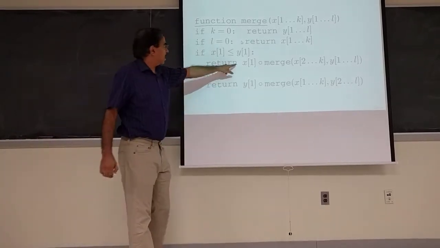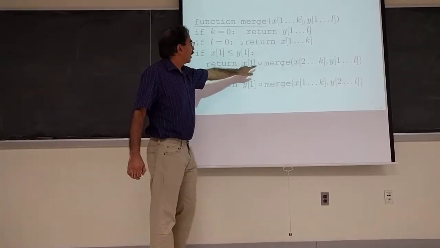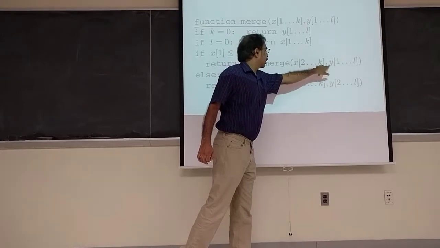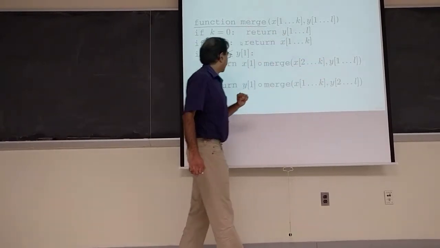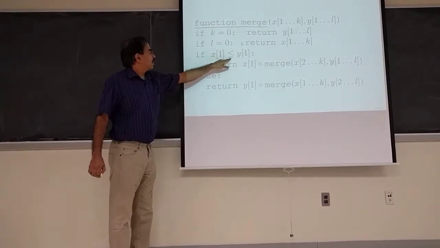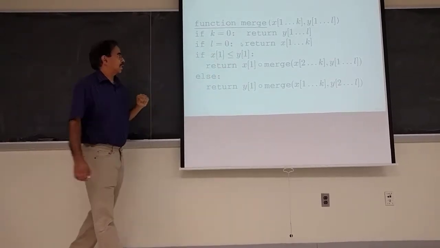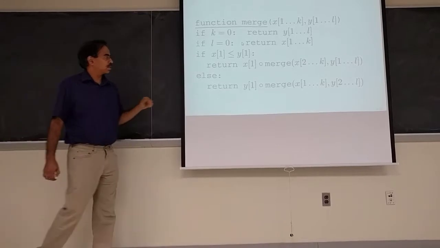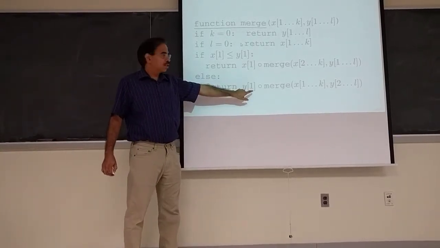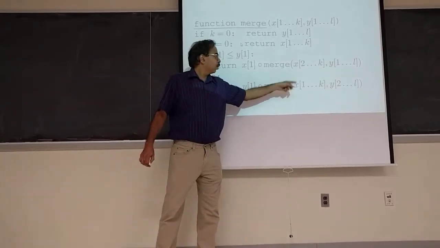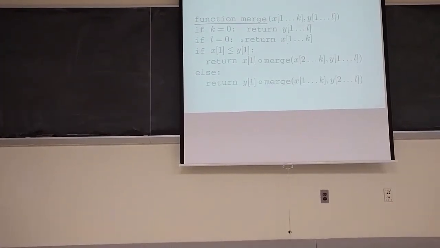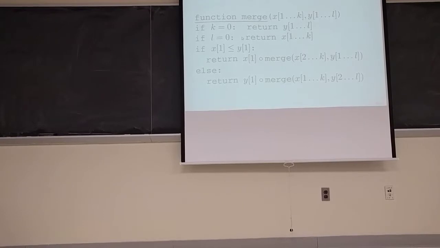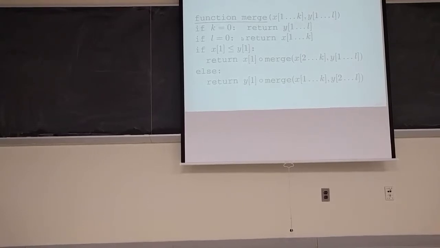So if x happens to be smaller, we output x, and then we call merge recursively on what is left of x and all of y. If this is not true, which means that y1 is less than x1, then we have to output y1 first, and then we call merge recursively. So simple, right? Are there any questions?